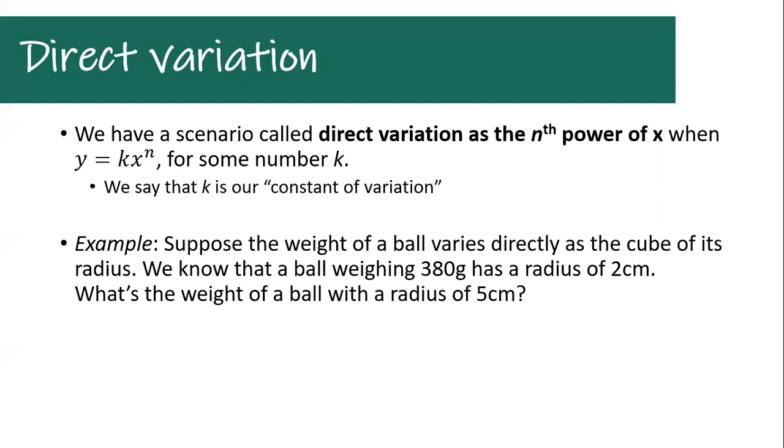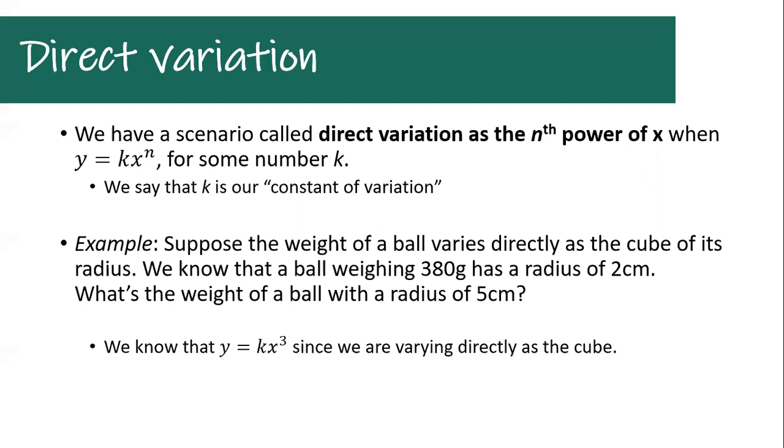Suppose the weight of a ball varies directly as the cube of its radius. So we know that a ball weighing 380 grams has a radius of 2 centimeters, and we want to know the weight of a ball with a radius of 5 centimeters. So the first thing we're going to need to do is set it up and solve for k.